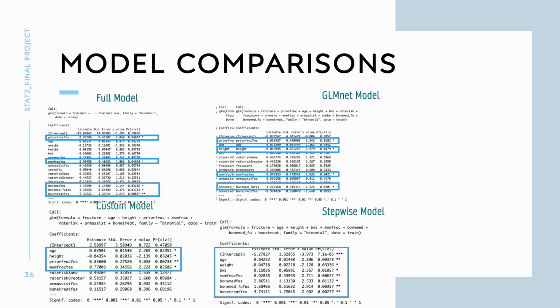And here is the result. The p-value of each coefficient tells us whether the predictor is statistically significant or not. Notice that some p-values appear to be significant in all models, like prior fracture, while some predictors are only statistically significant in 1 or 2 models, like age.